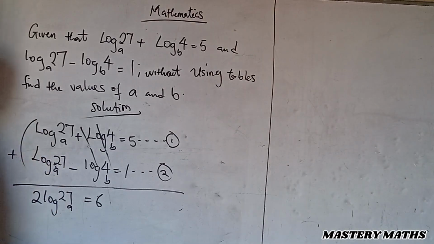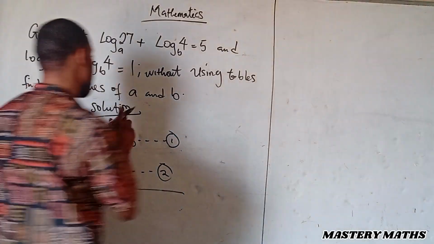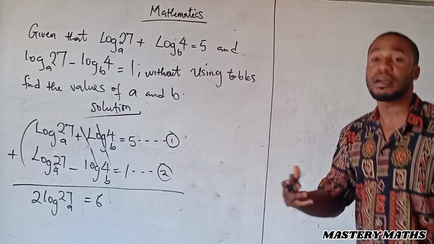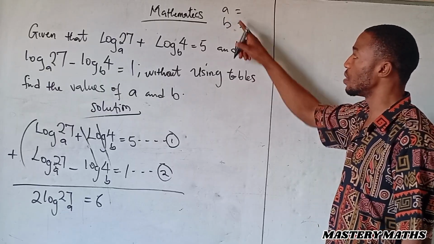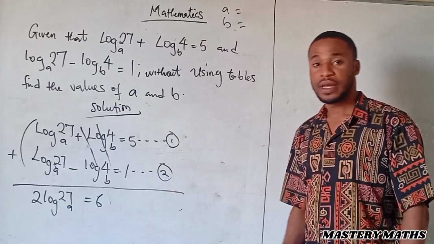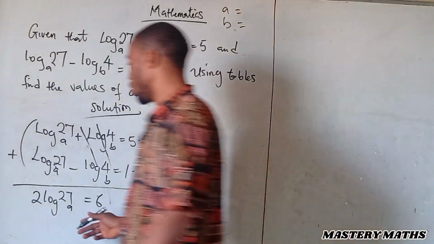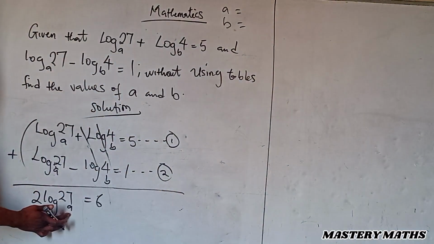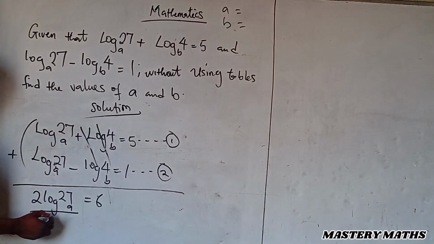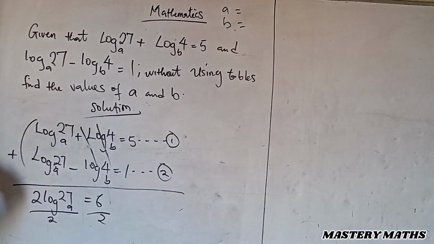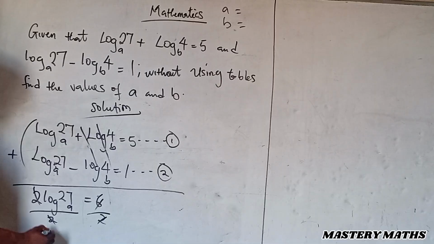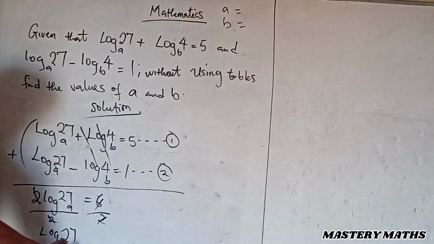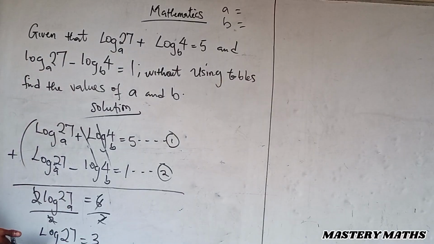Now, what should we do? Remember, whenever we are solving this, we should look for the value of A and B. So when solving simultaneously, first of all, you look for your A before your B. How do we get the A on the board? We want this log 27 base A to be alone. So we divide both sides by 2. 2 cancels 2, and 6 divided by 2 is 3. So it will give us log 27 base A equal to 3 on the board.